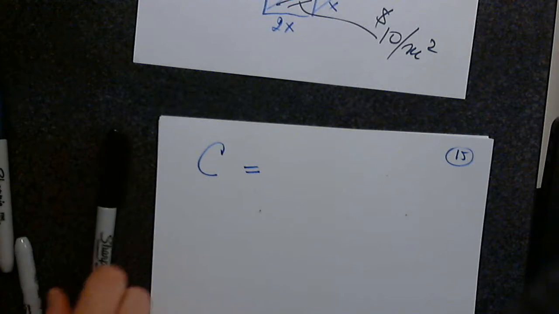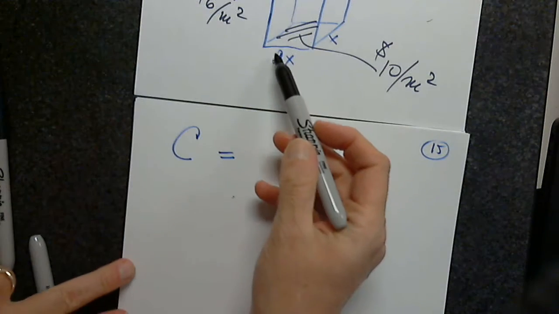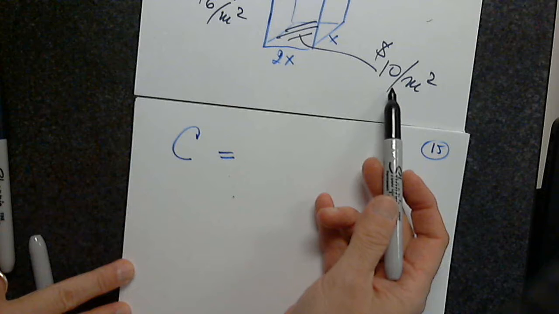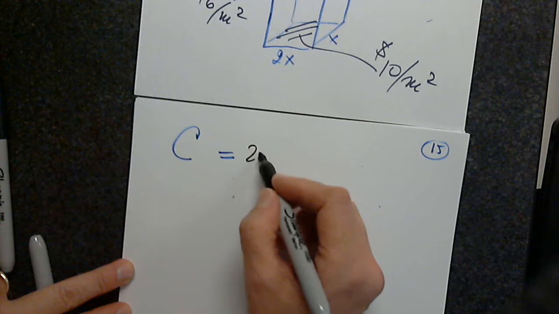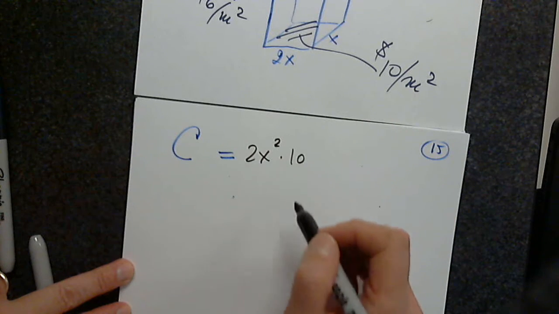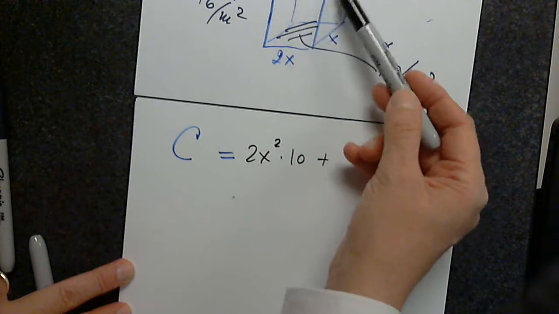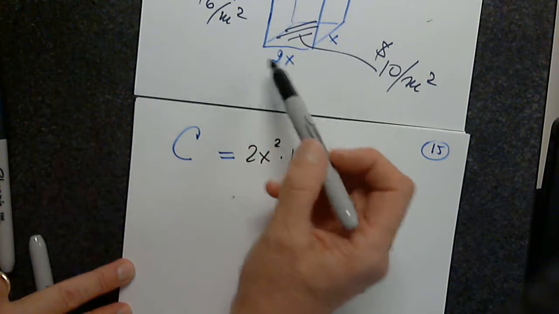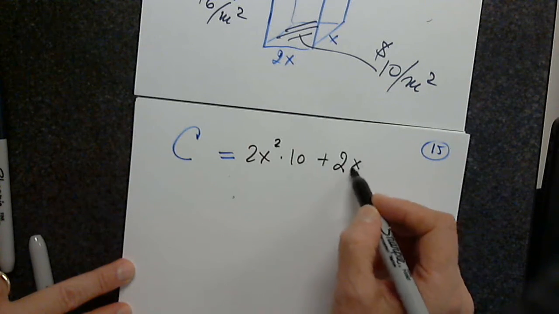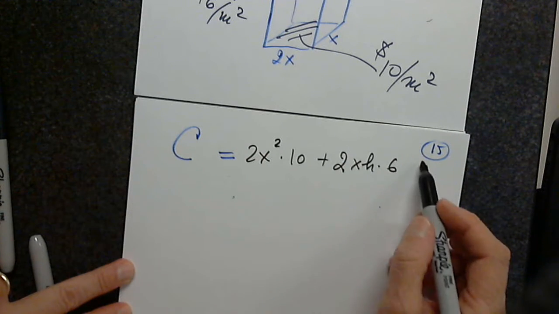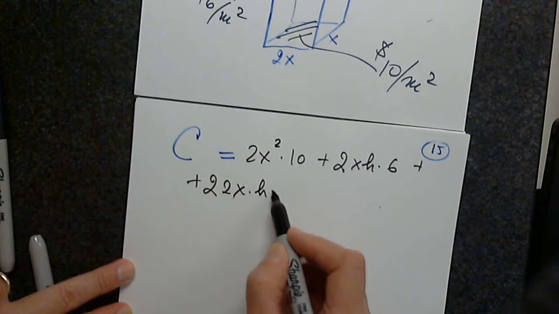Perfect. So, the cost of the material is definitely area times the cost per square meter. So 2x times x is 2x squared, multiplied by 10, plus 4 (two identical sides). So this one is x times h times 6, twice x h times 6, and plus twice 2x times h times 6.